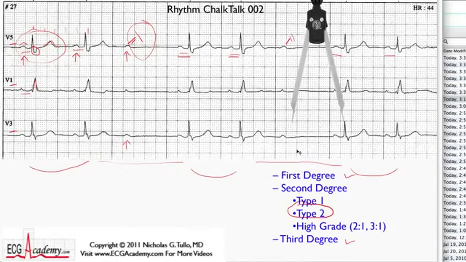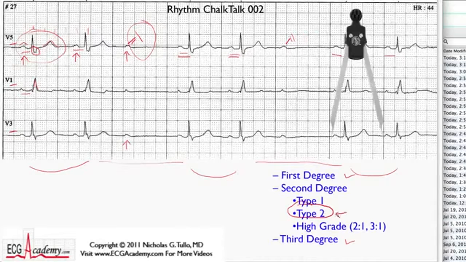And that's because the P to P interval is constant, the PR is constant, and this QRS complex lands exactly where it should land. If you look at the ratio of P's to QRS's, it's going to be 4 to 3 or 3 to 2 or 7 to 6. It's always one more P wave than QRS complexes. So the easiest way to figure out what ratio it is is to look at the QRS's, and that's the second number. So there are 2 QRS's, and therefore it must be 3 to 2 AV conduction, with 1, 2, 3 P waves resulting in 2 QRS complexes. So pretty simple. Type 2 second degree AV block with a 3 to 2 pattern.